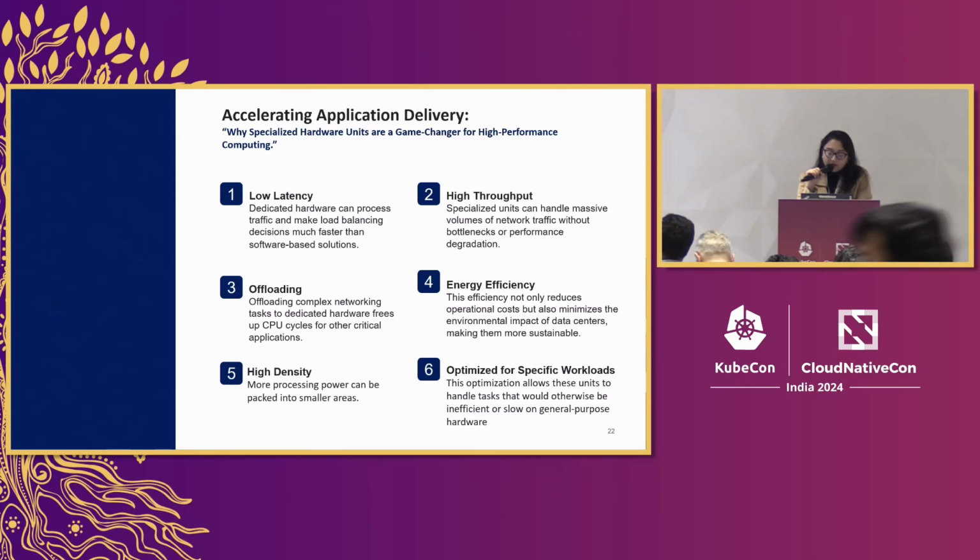More processing power can be packed into smaller areas. Specialized units can handle massive volumes of network traffic without any bottleneck or performance degradation. This efficiency not only reduces operational cost, but also minimizes the environmental impact of data centers, making them more sustainable. And then they're optimized for specific workloads. This optimization allows these units to handle tasks that would otherwise be inefficient on general purpose processors.